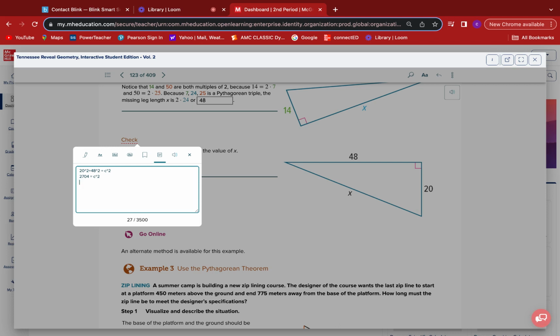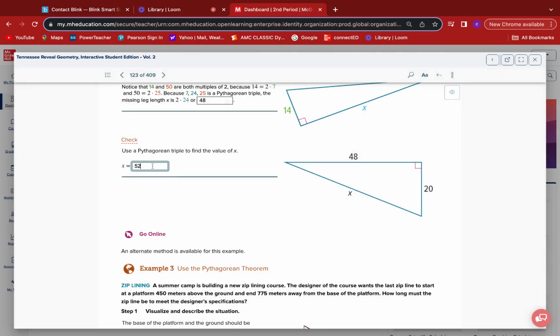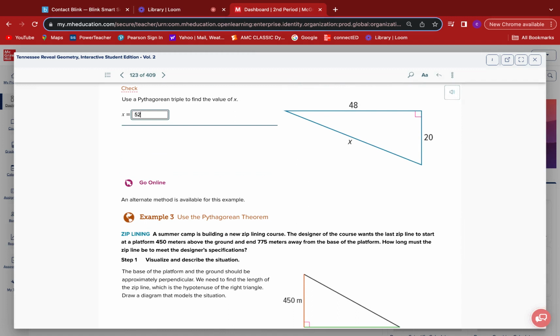There's no decimal there at all. So it's just, hey, C is 52. We need to break that one down. All right, there we go. All right, what's coming up next?